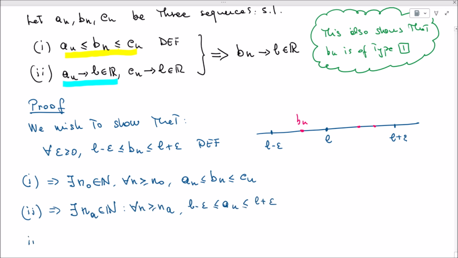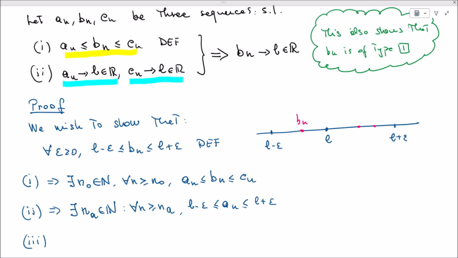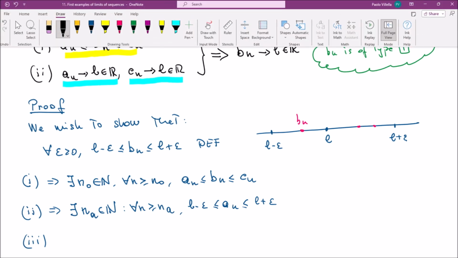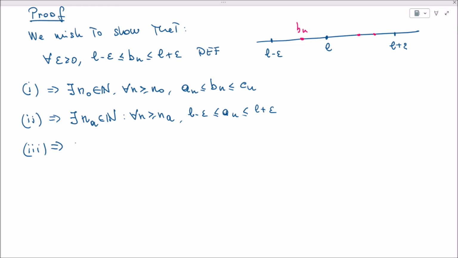Again, using the second part of condition 2, namely the fact that Cn is a sequence that converges to the real limit L, well, this is very similar. We can say that there exists an Nc now, because we are referring now to the sequence C, such that for every n larger than or equal to Nc, Cn will be between L minus epsilon and L plus epsilon.